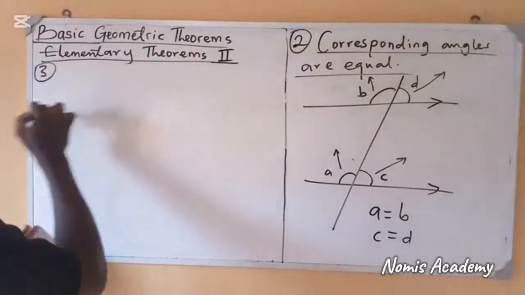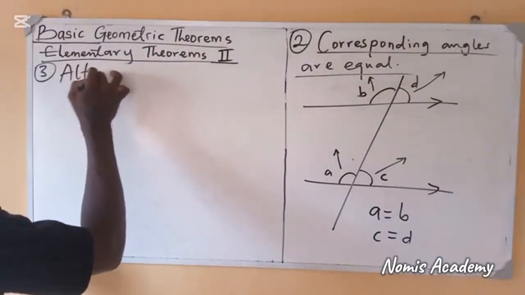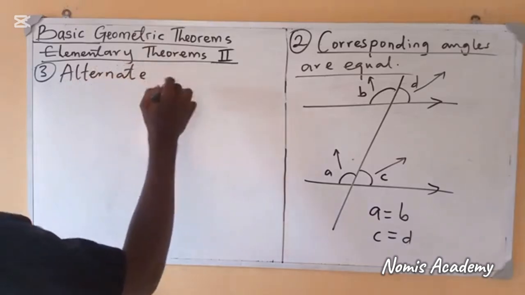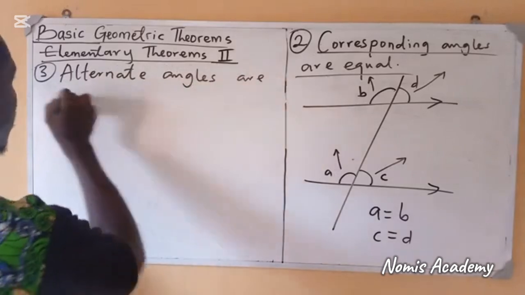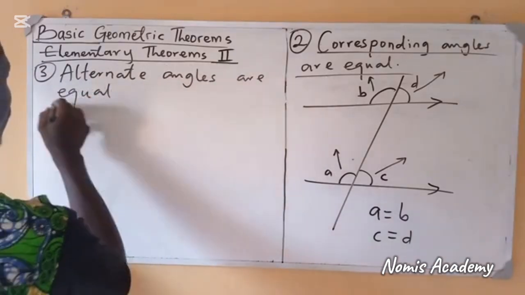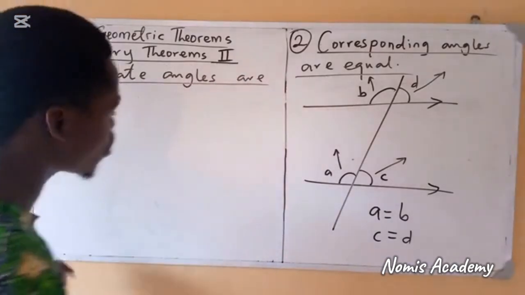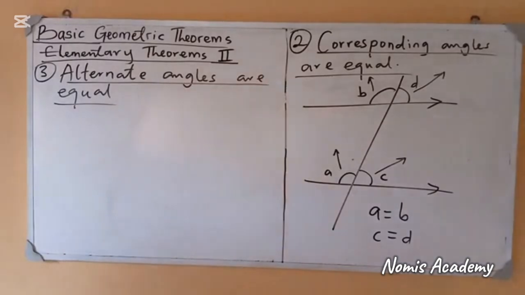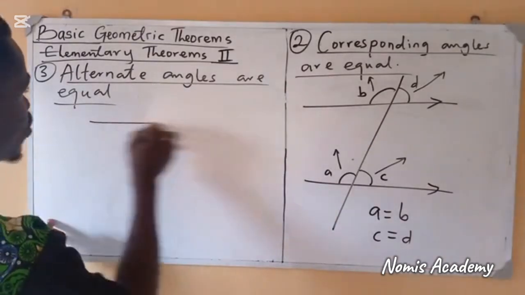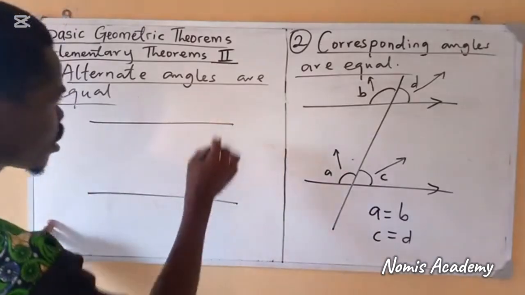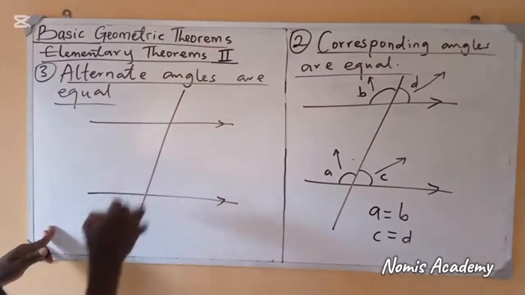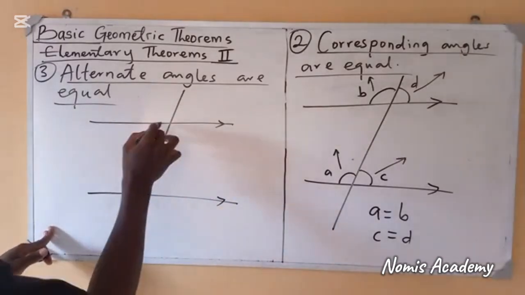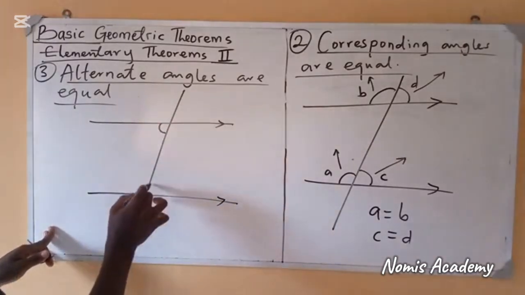Let's pick the next one. Number 3, we have alternate angles are equal. Alternate angles are equal. Okay, to identify an alternate angle, let's draw the parallel lines. So these two lines are parallel. We have a transversal line. Okay, take a look at this angle and this angle.